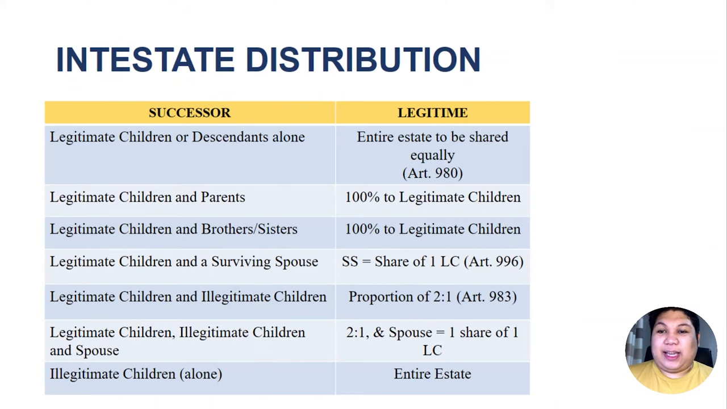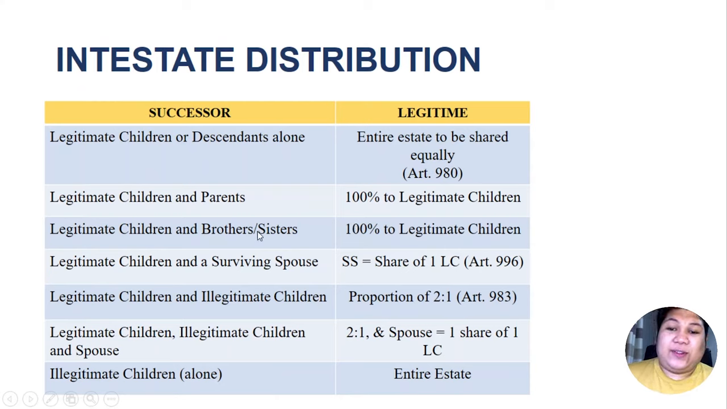So here is the table of the intestate distribution. It is said that when there are only legitimate children or their descendants alone, no spouse, no other successor, the entire estate is to be shared equally by them. And when there are legitimate children and at the same time parents, our priority is the children. So 100% of the estate will go to the children. The parents will receive nothing. And if there are legitimate children and the brothers or sisters of the decedent, again, 100% to the children.